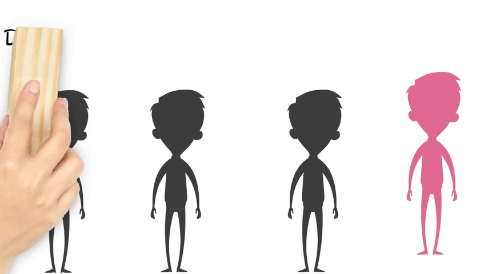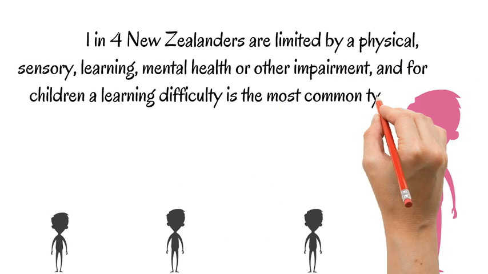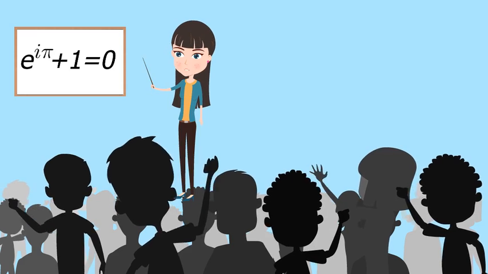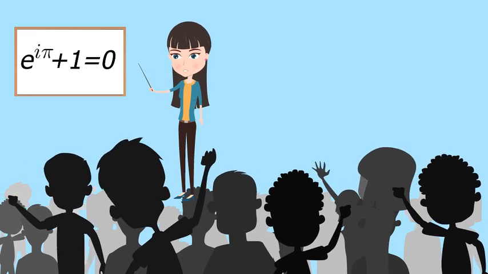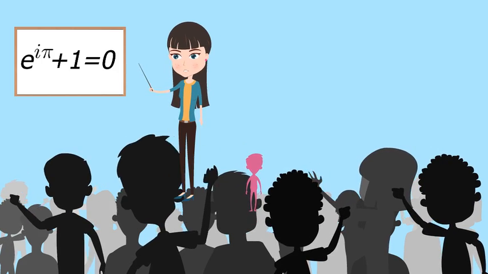Did you know that 1 in 4 New Zealanders are limited by a physical, sensory, learning, mental health or other impairment? And for children, a learning difficulty is the most common type of impairment. If class sizes in New Zealand are on average 25 students per class, this means they are busy places, and struggling students with learning difficulties can get lost in the crowd.